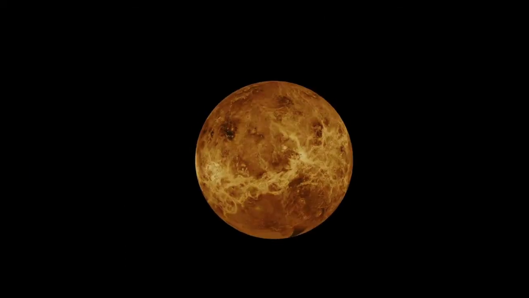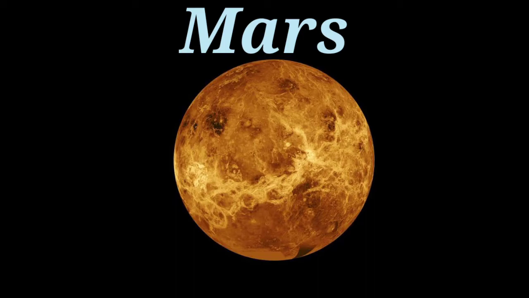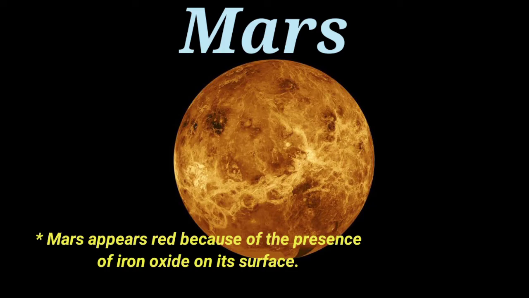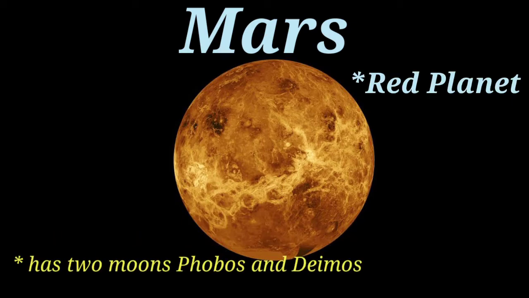Mars. Mars is the next planet after the Earth. Its mass is 1/10 that of the Earth. Mars appears red because of the presence of iron oxide on its surface. Hence, it is also known as the red planet. The red planet Mars has two moons. Their names are Phobos and Deimos.